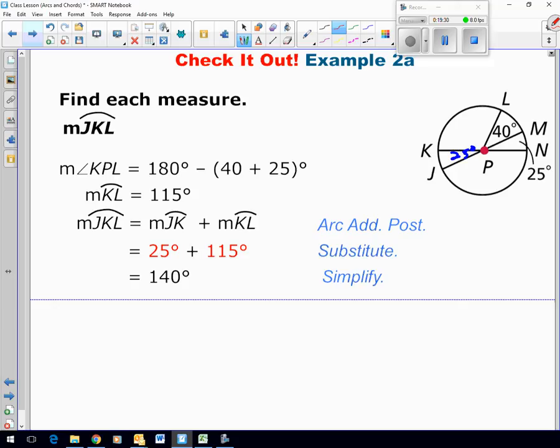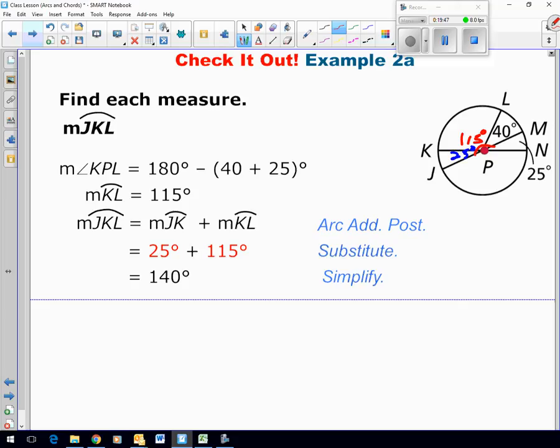115 degrees, right? So that equals 180. Is 25 plus 115 plus 40 180? Yes. That means that this is the diameter, right? Yes. Okay, good. So what would JKL be?